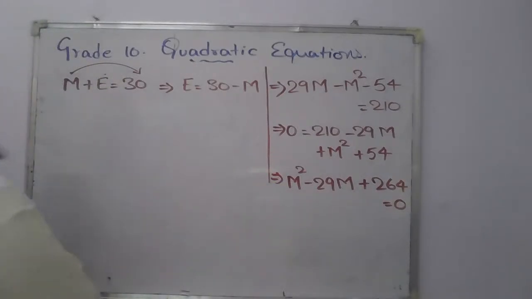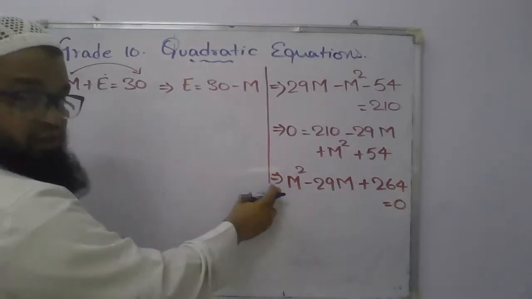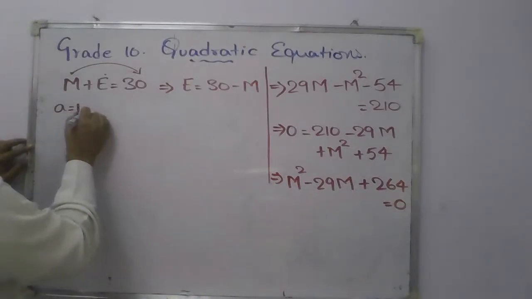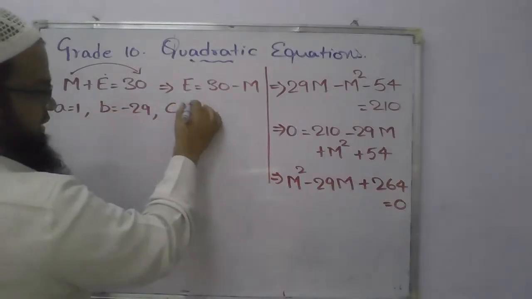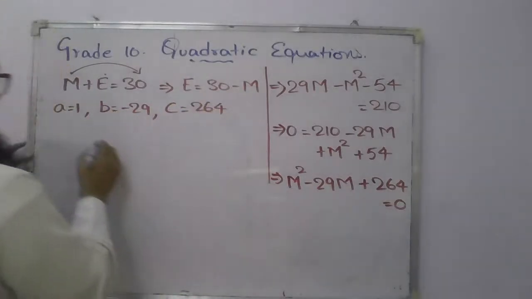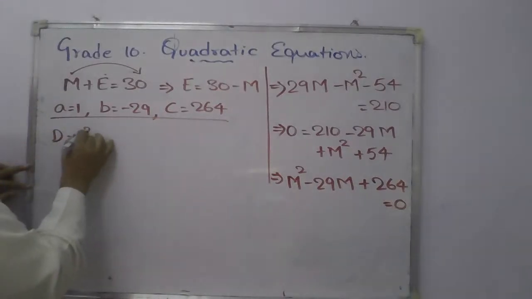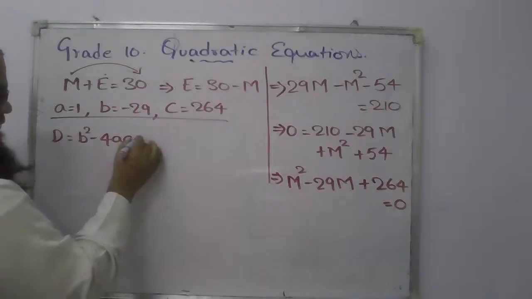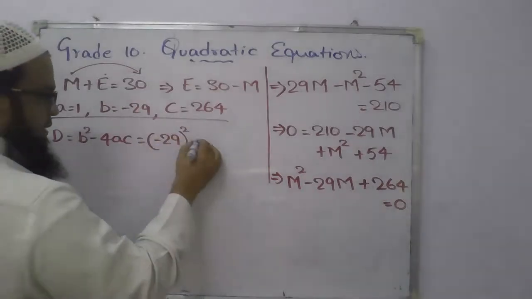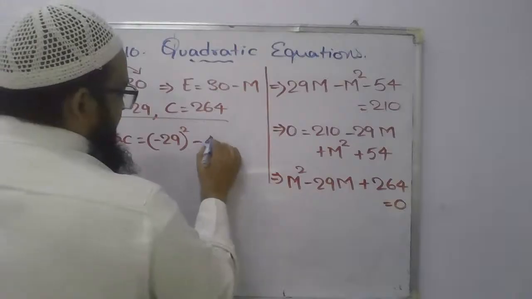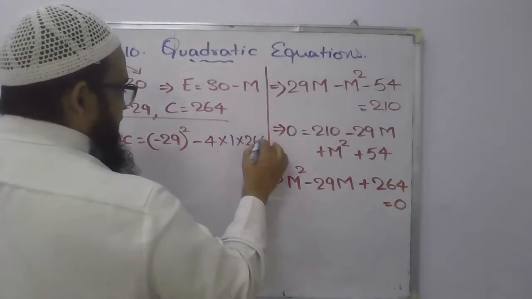So what is a here? A is equal to coefficient of m, it is 1, and b is equal to minus 29, and c is equal to 264. Now let us see discriminant, b square minus 4ac. What is b square? Minus 29 whole square minus 4 times a. What is a? 1 times 264.